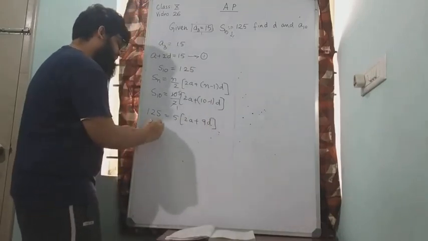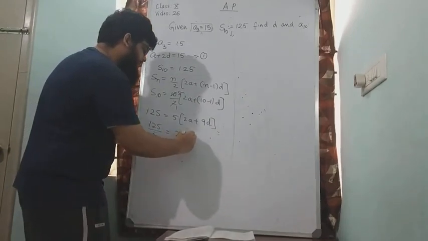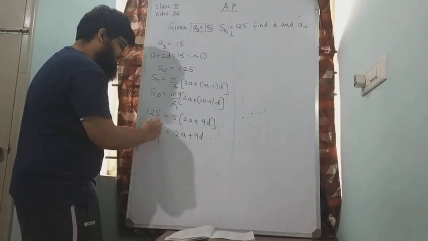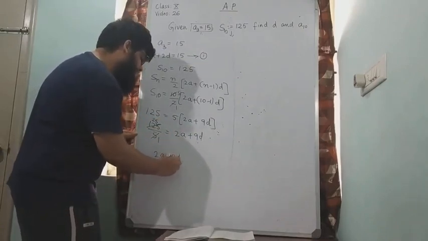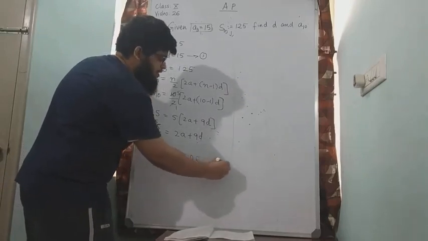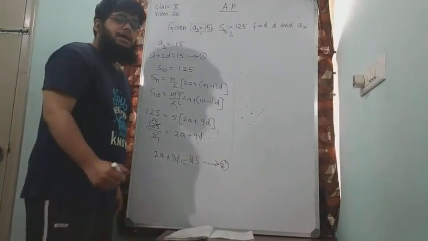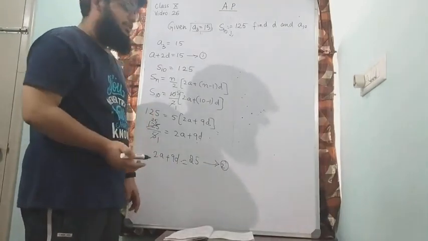Now 125 into 5 on the other side becomes divided by 5 is equal to 2A plus 9D. Now 5 1s are 5, 5 2s are 10, 2 carry, 5 5s are 25. So now I get an equation 2A plus 9D is equal to 25. I can call that equation number 2. Now I have two equations. What do you think I can do? I can make use of the elimination method to cancel one value and find out the other value.